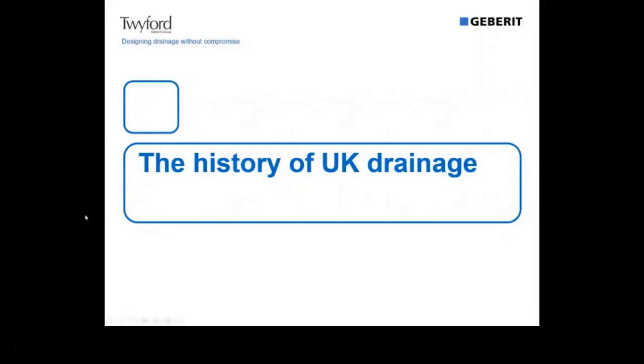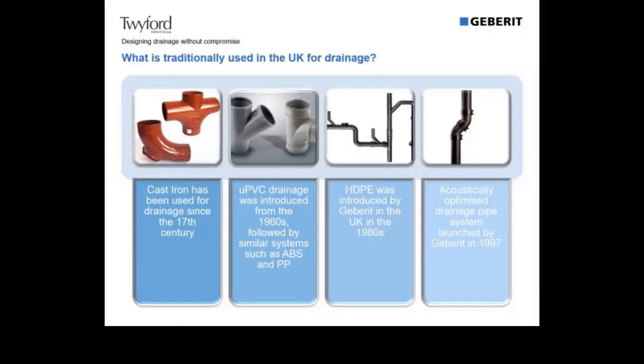In the UK, looking at where we've been and what's happened, originally cast iron was used, really since the 17th century, a very standard method of drainage. In the 1960s, UPVC was introduced more and more. UPVC being a lot more lightweight than cast iron, so from an installation point of view was quicker. And then HDPE was launched in the 1980s. And HDPE really is a combination between cast iron and UPVC. It gives the performance characteristics of cast iron, but with the weight benefit of UPVC. So it's a more lightweight product that is very similar to cast iron in its performance.